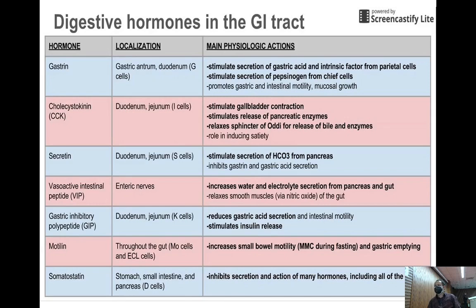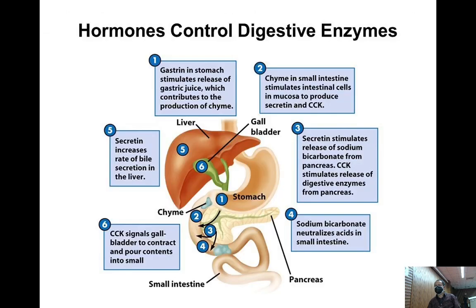So these are, in summary, all the digestive hormones in the GI tract. You can download these slides and go through them, and then you'll find this is one thing that I want to discuss. It is not that hormones act in isolation, but their action is actually integrated.